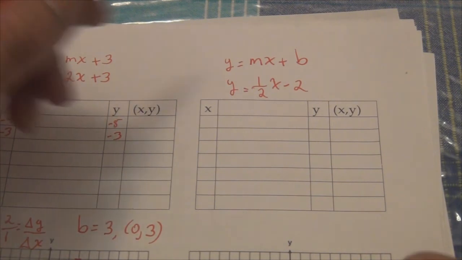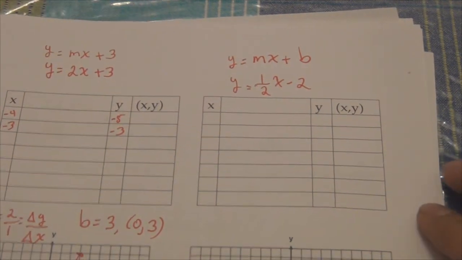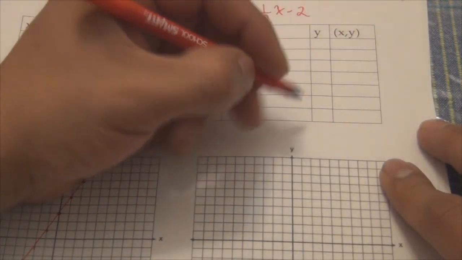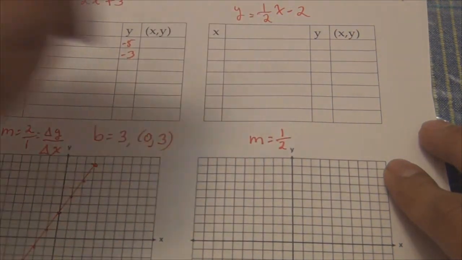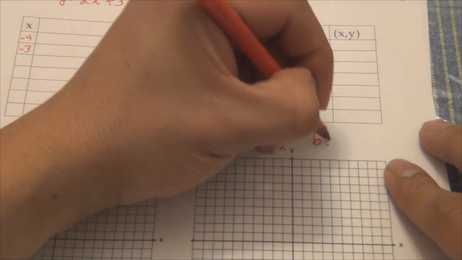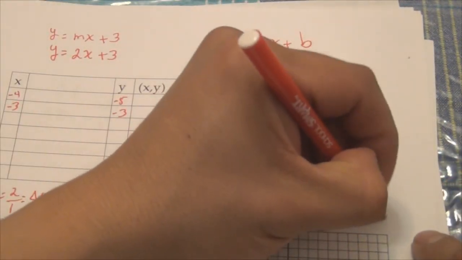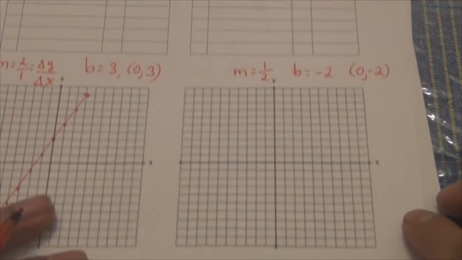Alright, let's identify the slope. What do you think is the slope? Okay, very good. So the slope is 1/2. And what is the y-intercept? Negative 2. And what are the coordinates of the y-intercept? 0, negative 2. Cool then.